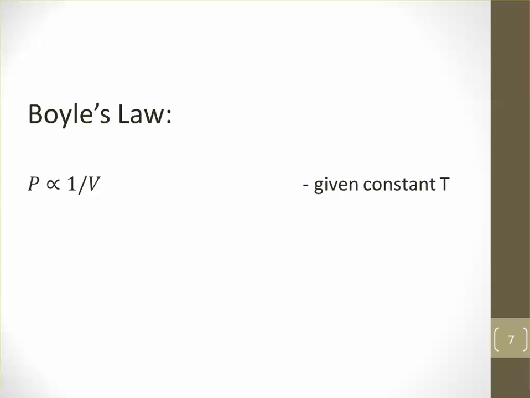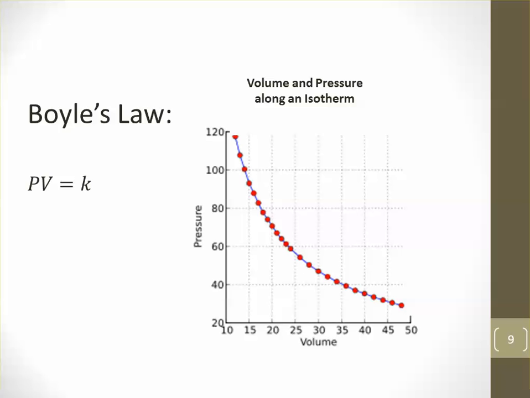Boyle's law. A gentleman named Boyle noticed that pressure is inversely proportional to volume under conditions of constant temperature. We're going to call that an isotherm. These are isothermic conditions. This means that the product of pressure and volume is equal to some constant.